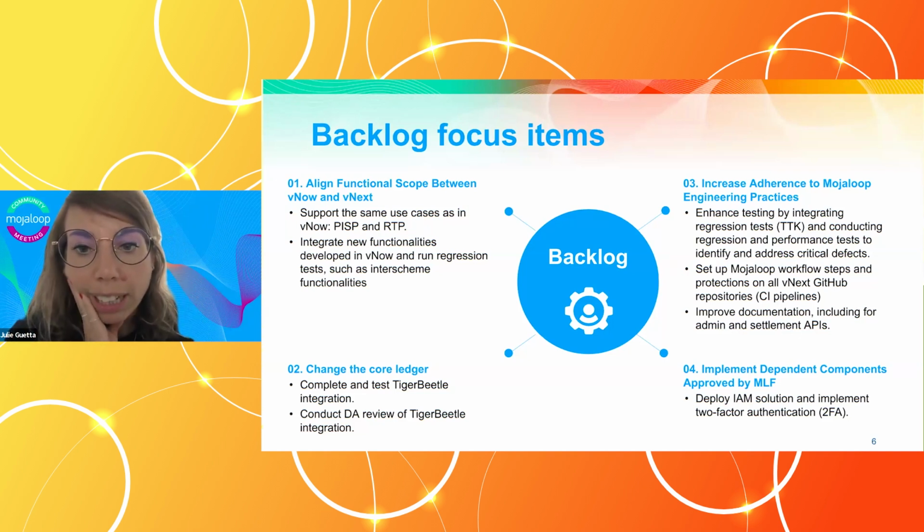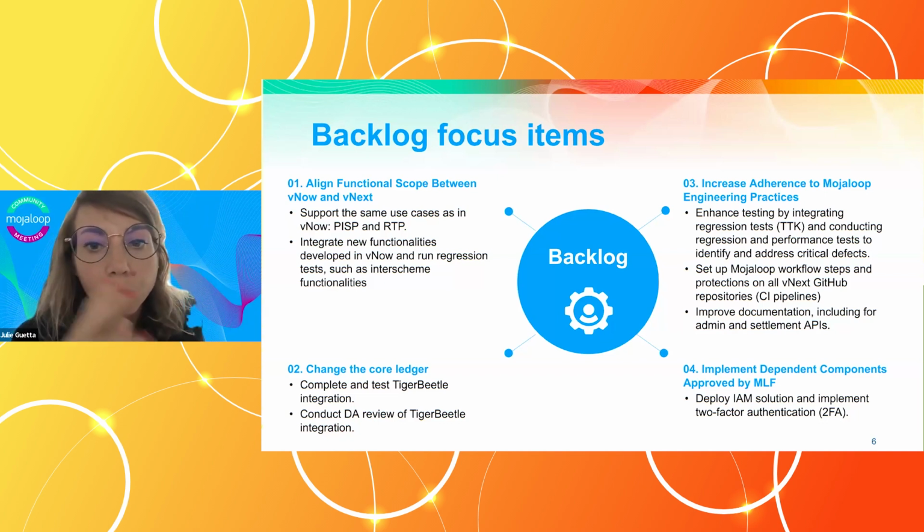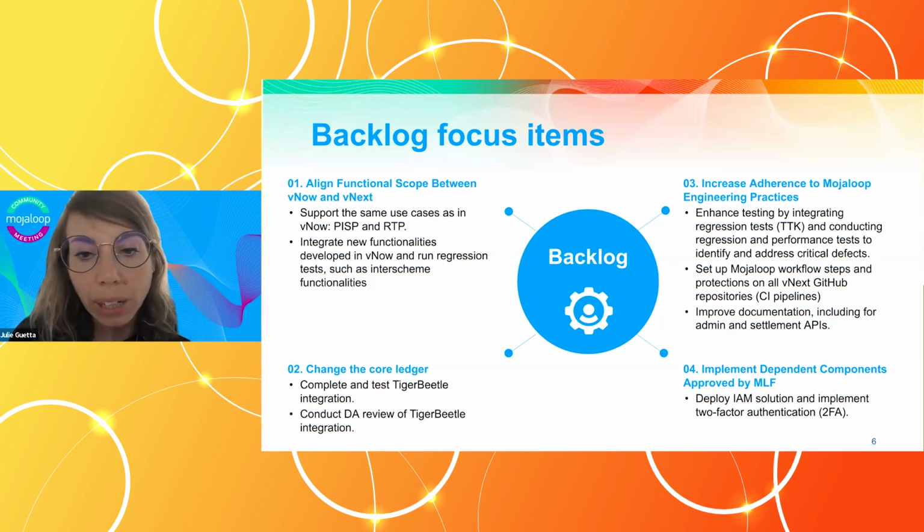Third, we need to increase adherence to Modulo engineering principles. I've already mentioned that we need to enhance our testing by integrating regression tests. So all the tests run by the TTK need to be integrated on vNext. They need to be run. Same for the performance test, so that we can identify and fix critical defects. The second thing is actually more adherence to the CI pipeline. We started to work on this during this PI. It's not fully complete yet, so that's why this is still top of the backlog.